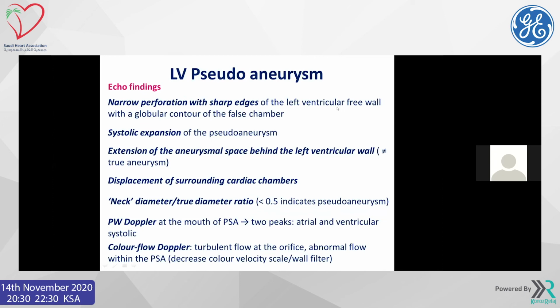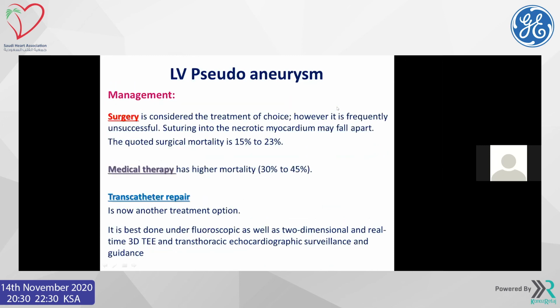If we are lucky enough to align the pulsed wave Doppler, we can see two peaks, a to-and-fro pulsed wave Doppler, and the color Doppler also shows turbulent and abnormal flow within the pseudoaneurysm. We also have to decrease the color velocity scale in order to better visualize.